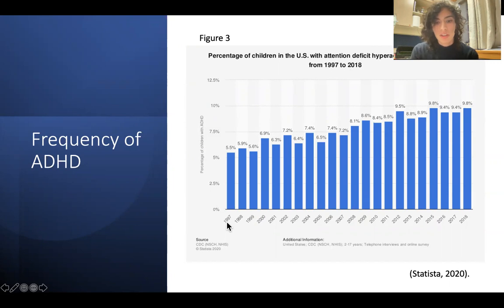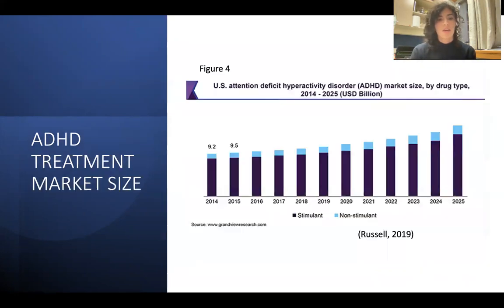And frequency, in this chart, you see the percentage of children with ADHD from 1997 to 2018. And as you can see, in 1997, it was 5.5%, while nowadays, actually, 4 years ago, it's almost 10%. And I don't have the statistics for the last 4 years, but I'm pretty sure that it kept increasing, and this is a problem for all of us.